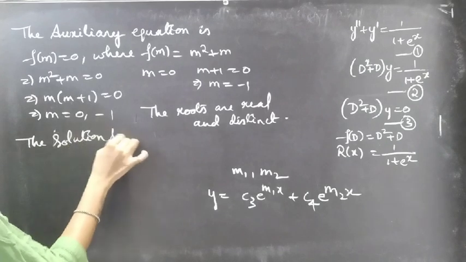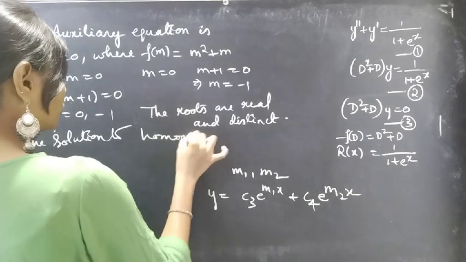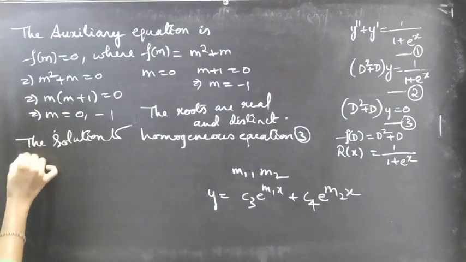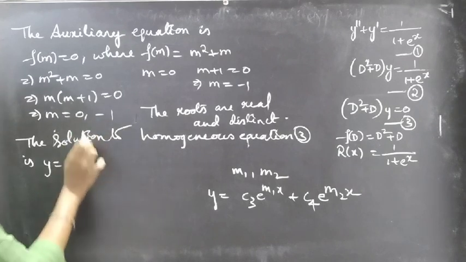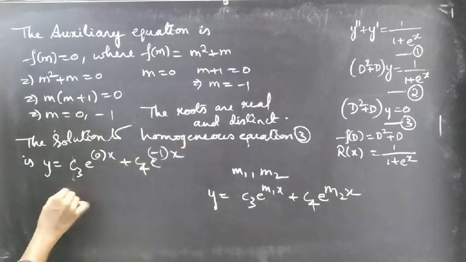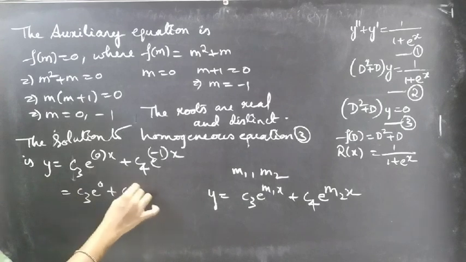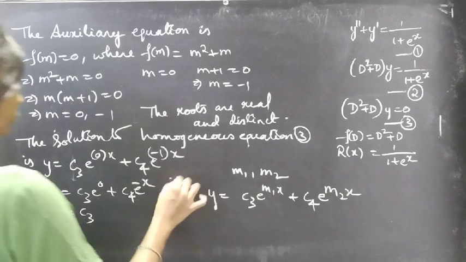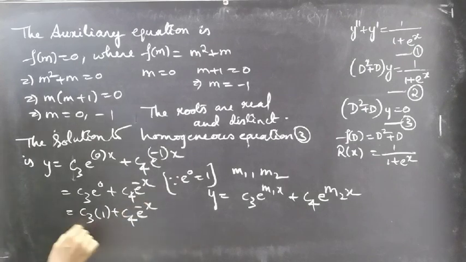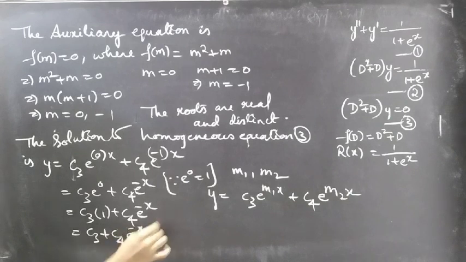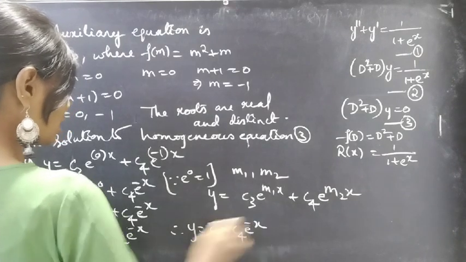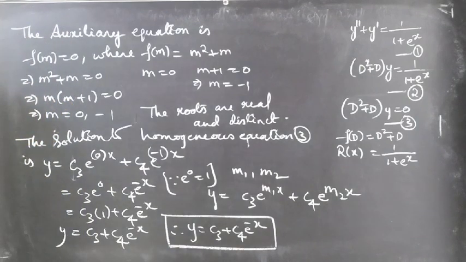The solution to the homogeneous equation is y equal to C3 e power one root into x plus C4 e power another root into x. This gives us C3 e power 0 plus C4 e power minus x. Since e power 0 equals 1, we'll get C3 into 1 plus C4 e power minus x, which gives us C3 plus C4 e power minus x. Therefore, y equal to C3 plus C4 e power minus x is the solution to the homogeneous equation, right?